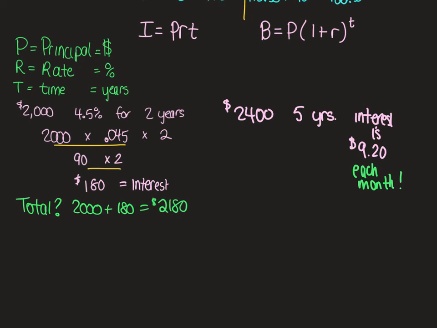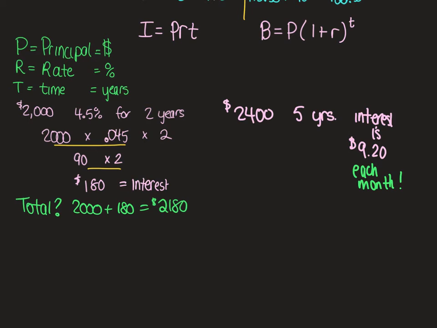All right, let's look at this question. If we know that you put $2,400 in the bank, you're going to leave it there for 5 years, and they're giving you $9.20 every month, we could work backwards to figure out what the rate is. We know the interest, $9.20 each month. We know the principal. We know the time. We don't know the R.